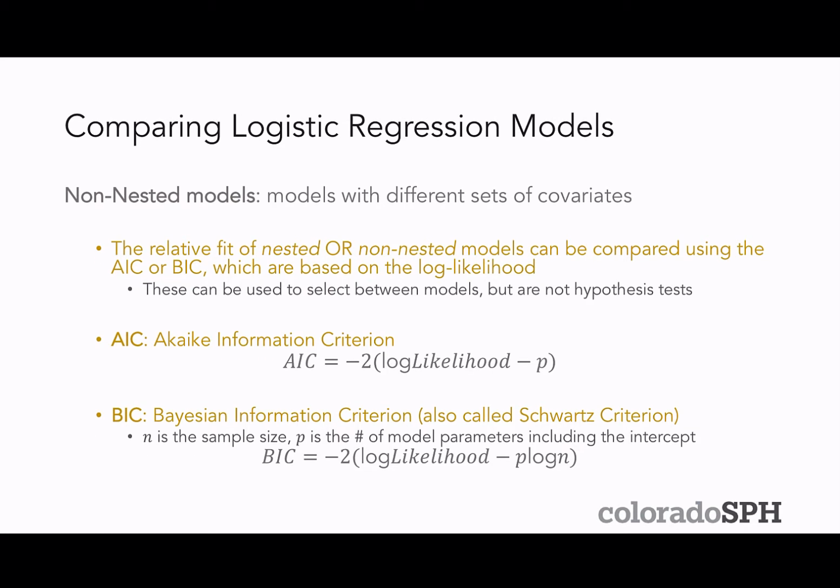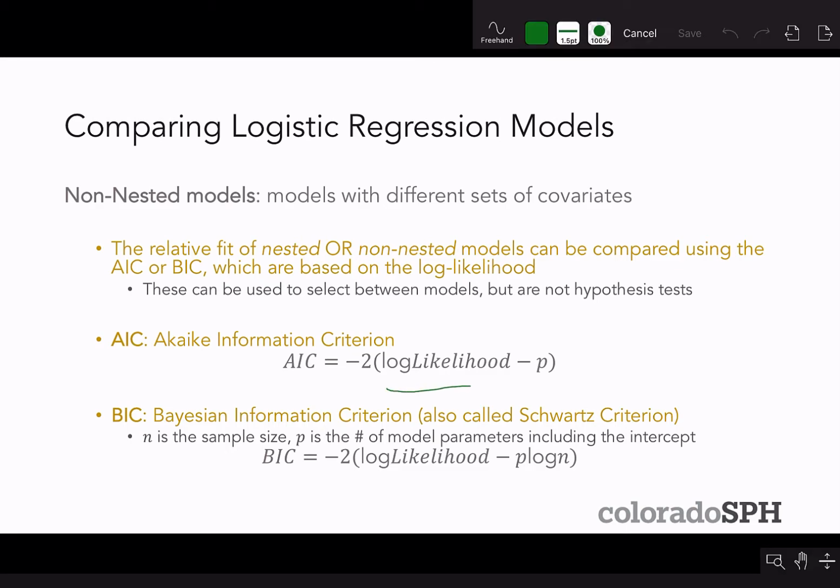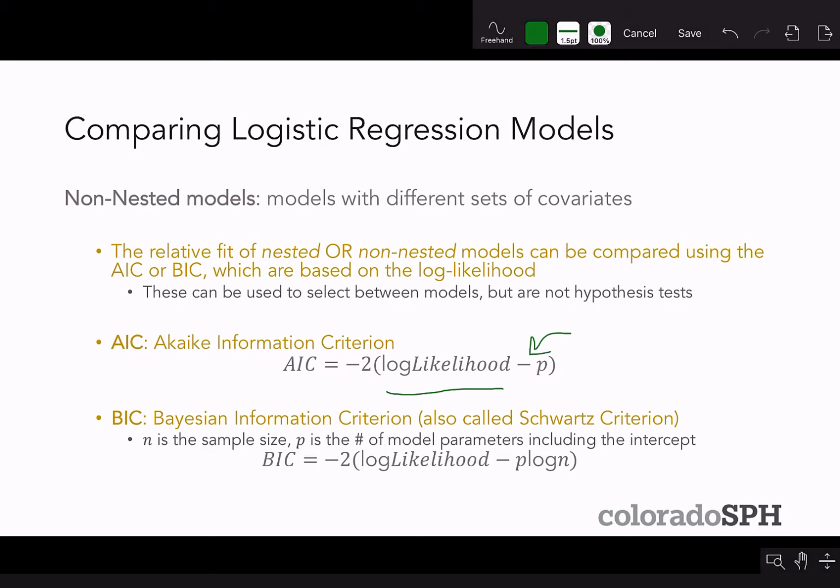The most popular one is AIC, which is calculated by -2 times the log likelihood of your model of interest minus p, which is the number of parameters, including the intercept. Or you can use the BIC, which is also called the Schwartz criterion. And this is -2 times the log likelihood minus p times log n, where p is again the number of parameters and n is the sample size.